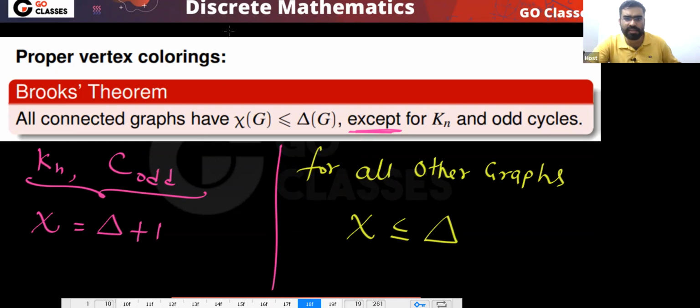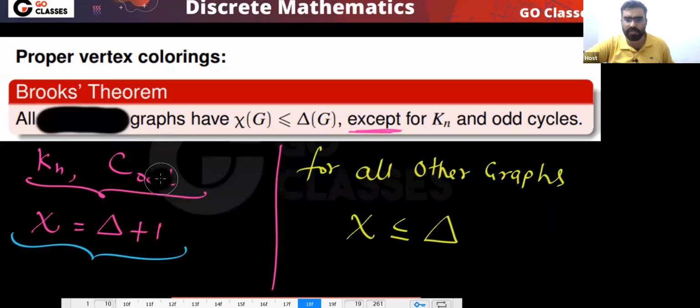Only these two graphs, complete graph and odd cycle, have chromatic number delta plus 1. And this Brooks theorem is actually applicable for all graphs. Why is this applicable for all the graphs?